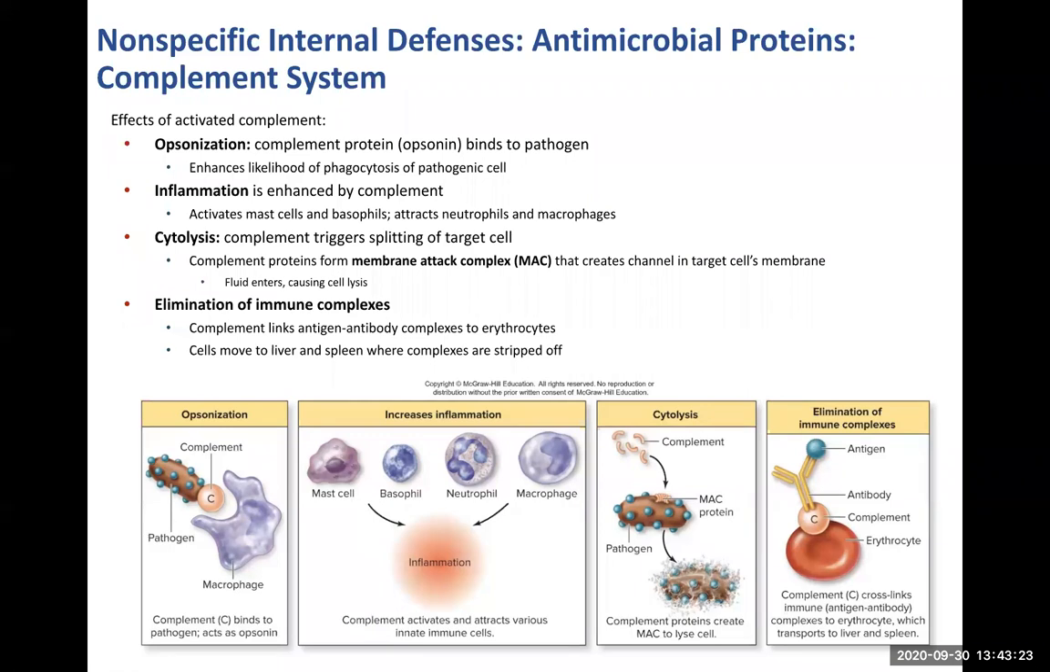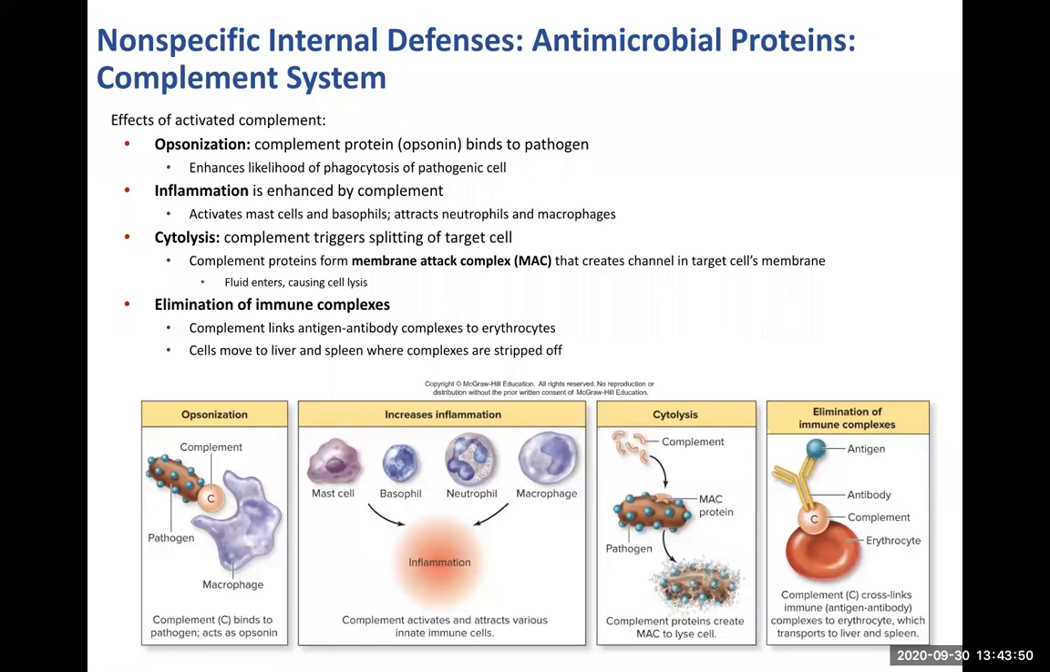Complement also plays a really important role in increasing or activating the inflammatory response. It binds directly to cells such as mast cells, which are basically basophils in the context of the tissues. It will bind to neutrophils and to macrophages, and it will activate these cells. And these are important cells that are involved in the inflammatory response.